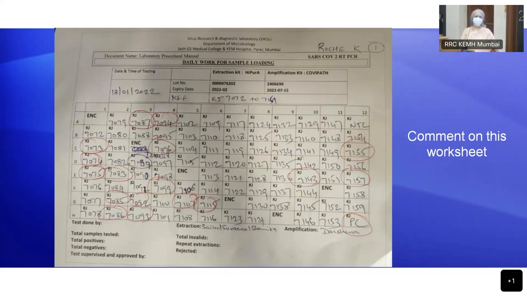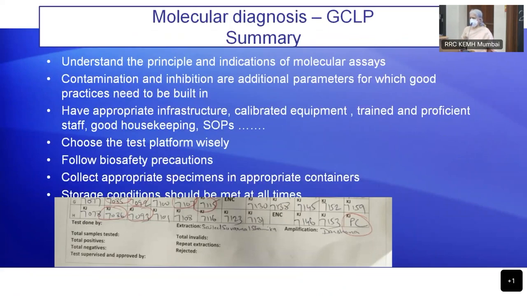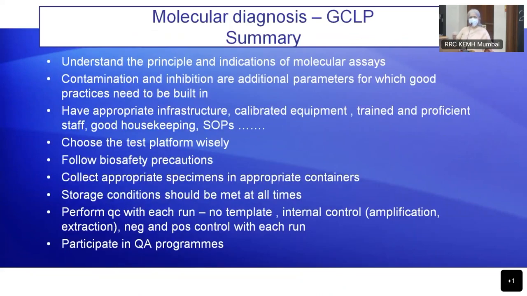So that's the importance of the work that you do in a PCR lab. I don't think you should be thinking of how many positives and how many negatives. Look at it and ask: is the sample run valid, and is there a chance of contamination? So this is, in short, the summary of today's presentation.